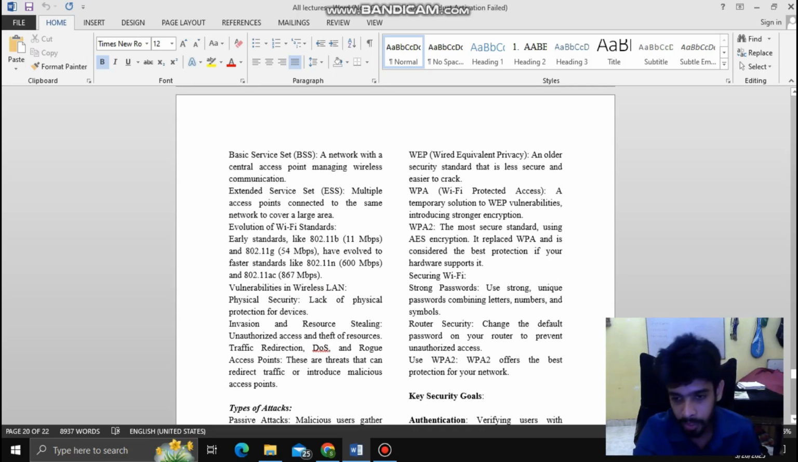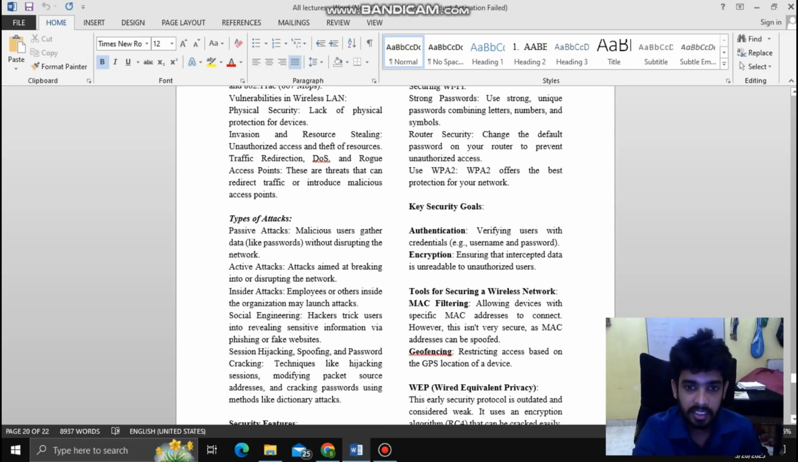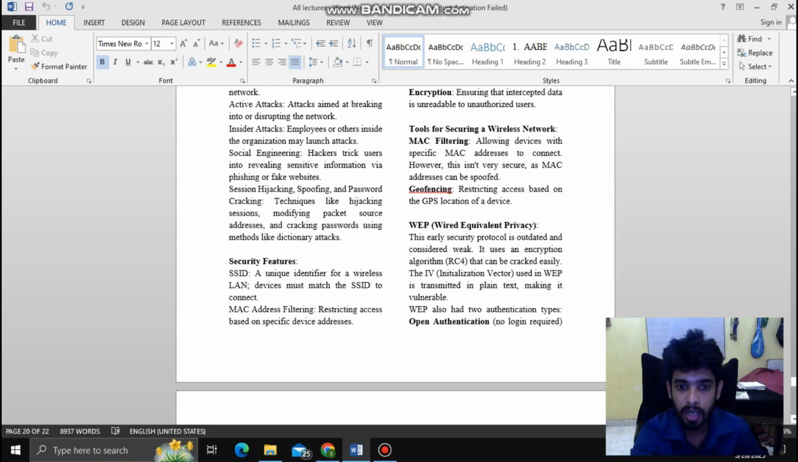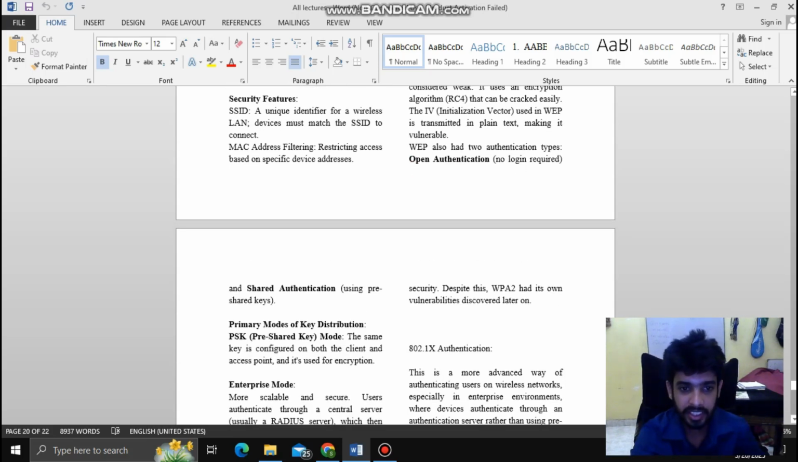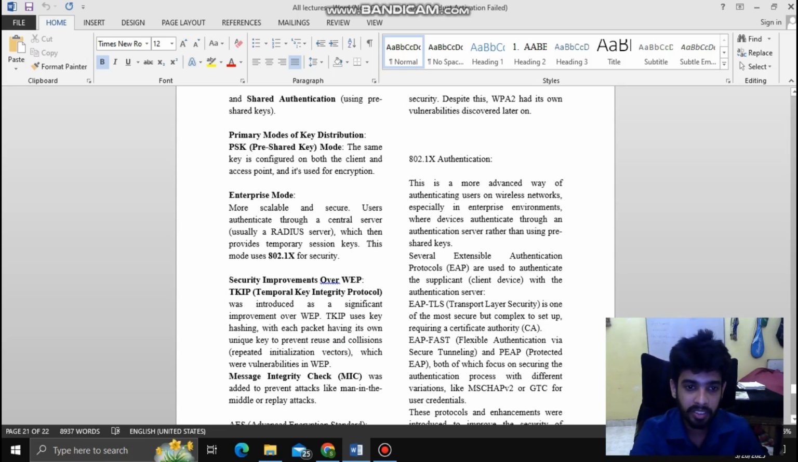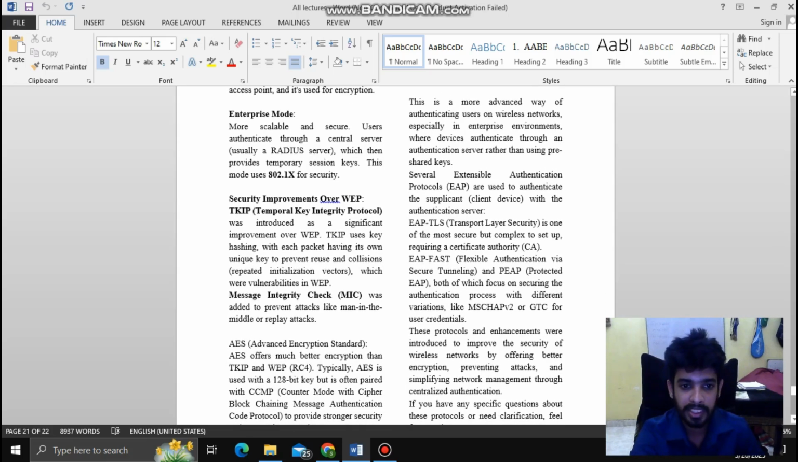Then WEP, wired equivalent privacy, WPA, WPA2, and AES encryption. The main goals of security are authentication and encryption. Some tools for security in wireless networks are MAC filtering, geofencing, WEP, open authentication, and shared authentication. These are security concerns we have to consider in a wireless network connection. The security improvements over WEP include TKIP, temporal key integrity protocol, and the message integrity check, MIC.